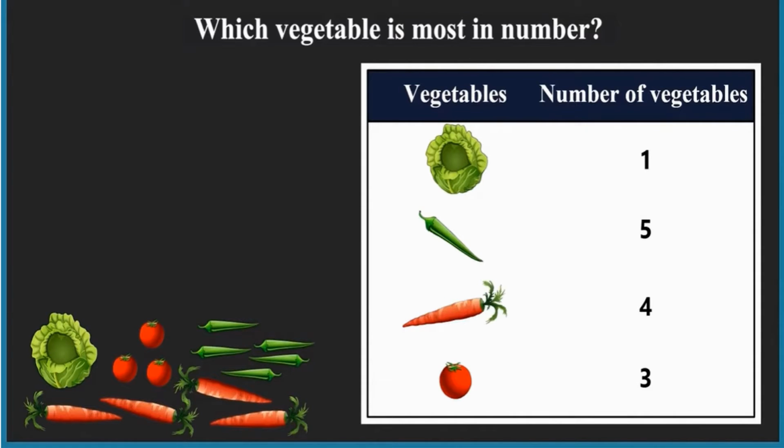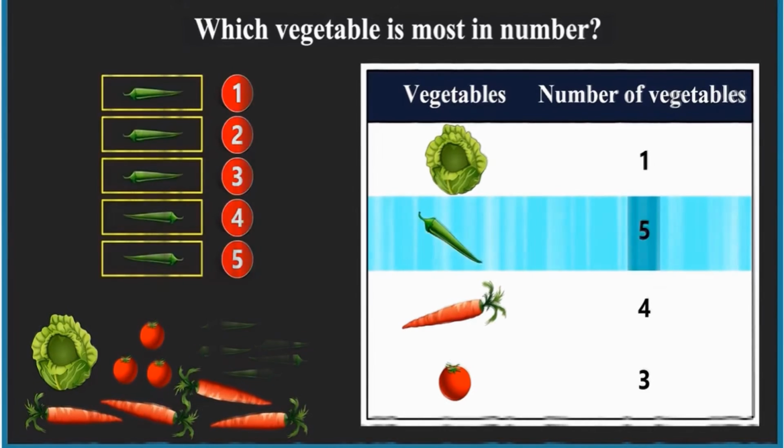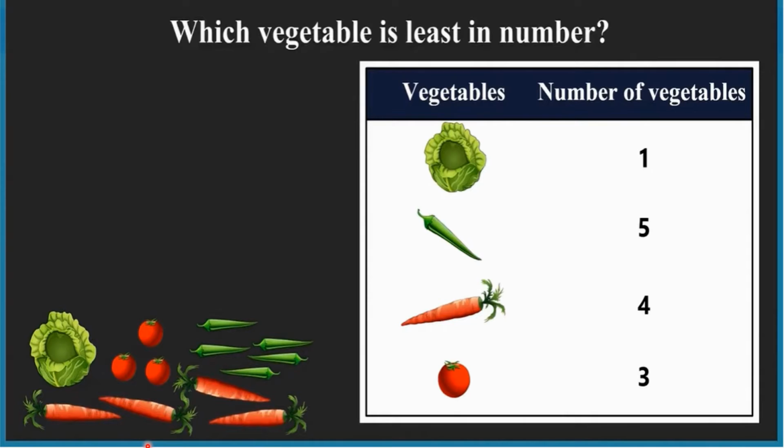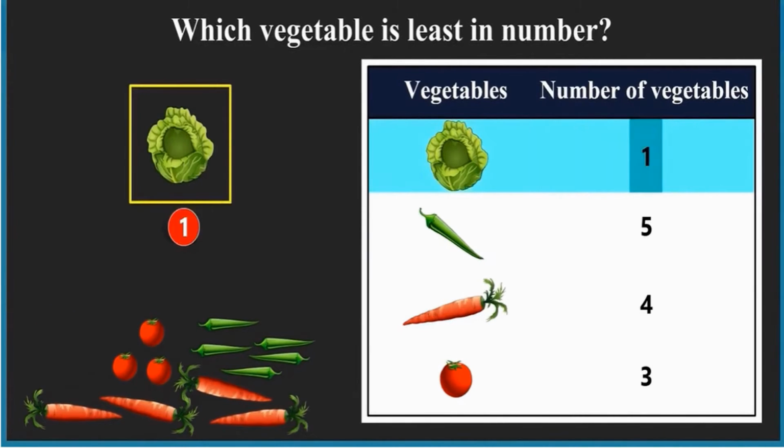Now Bubbly's mother asking some questions to her. Which vegetable is most in number? There are 5 chilies. So it is most. Now tell me which vegetable is least in number with us? There is 1 cabbage. So it is least in number.